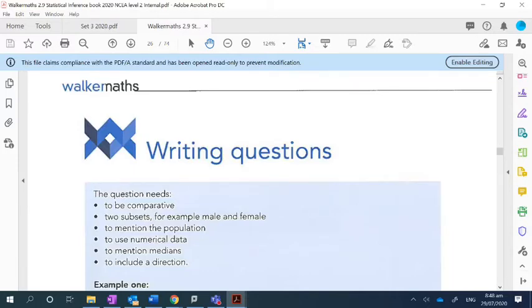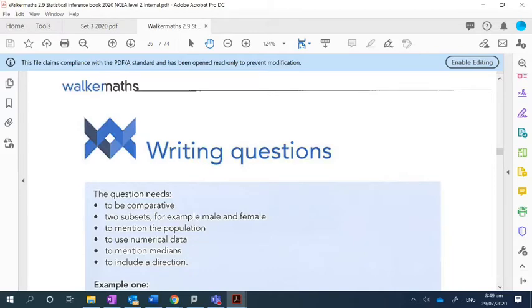I'm going to give you data, and you are going to write a question. You'll see an example of what's going to happen in just a minute. We're going to do it together. So when you're writing questions, you're going to write a question comparing two things. The first thing is the question must be comparative. In other words, you're taking two pieces of data and comparing them.